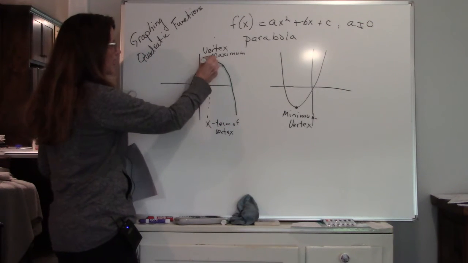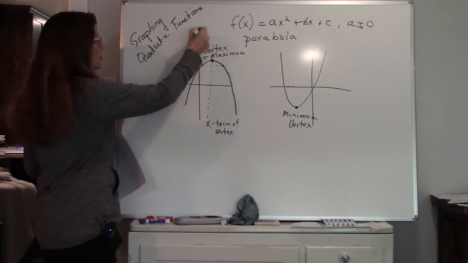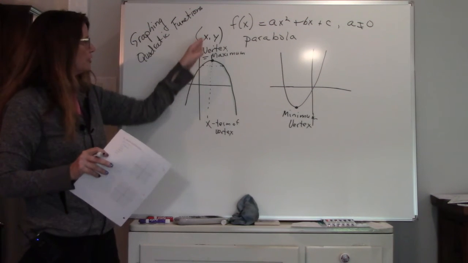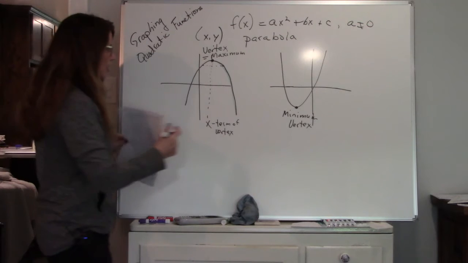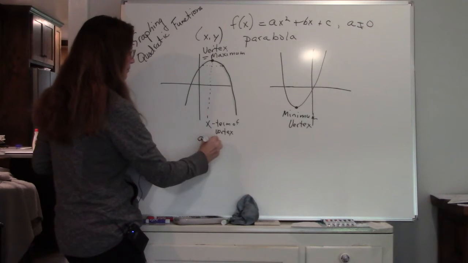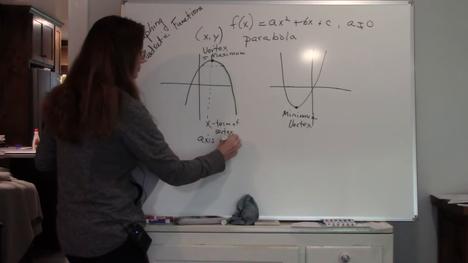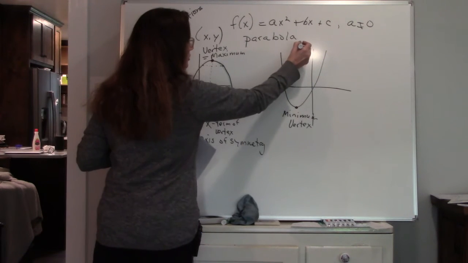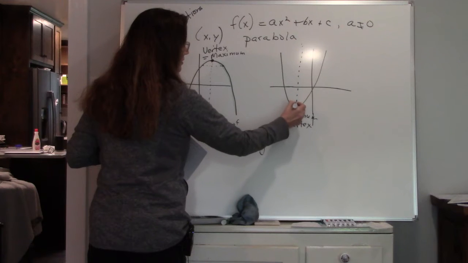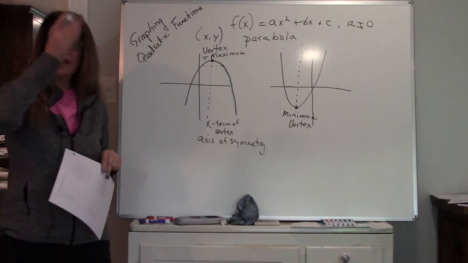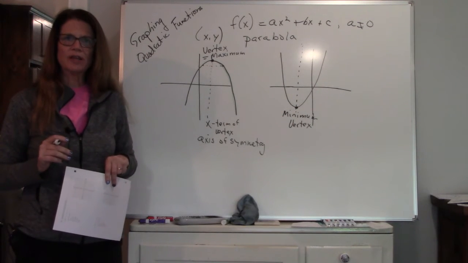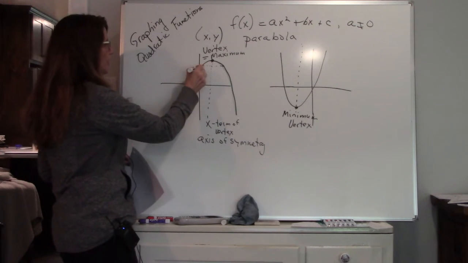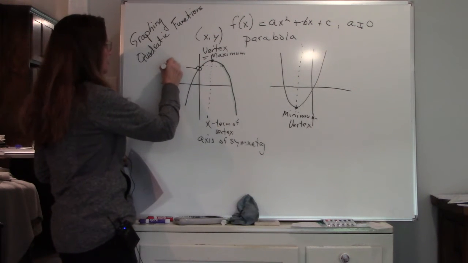Okay, so the vertex is a point. The vertex has an x and a y value. The x value determines what's called the axis of symmetry. Okay, so in this one, when it opens up, your axis of symmetry, again, lines up with the x value of your vertex. All right, another term that you're going to need to know is the y-intercept.